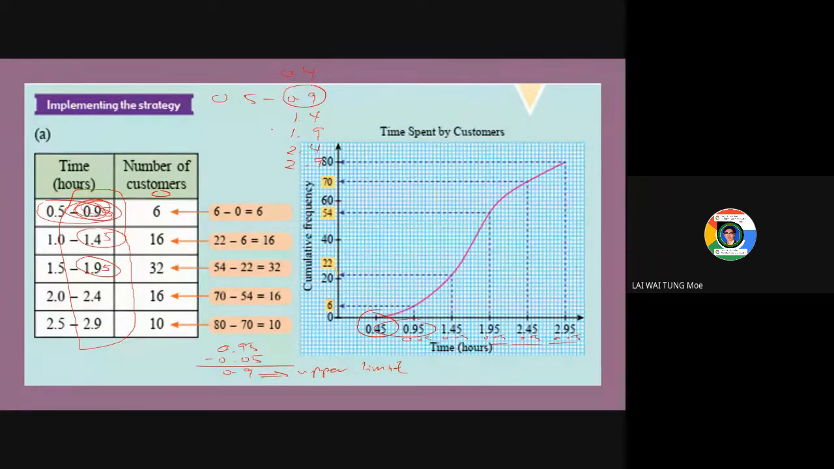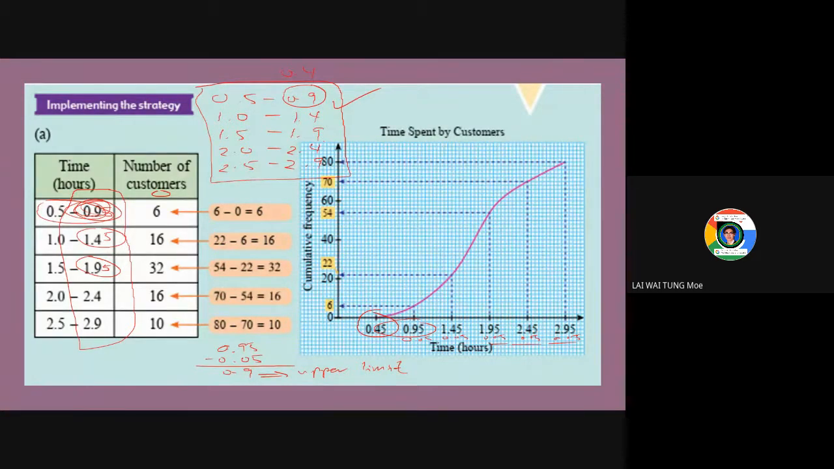So all of these are my upper limits. How do we get the lower limit? You just add another 0.1. Because it's 0.9, the next number should be 1.0. This is 1.4, the next one should be 1.5. This is 1.9, the next one should be 2.0, then 2.4, 2.5. By doing this, I get my class interval.